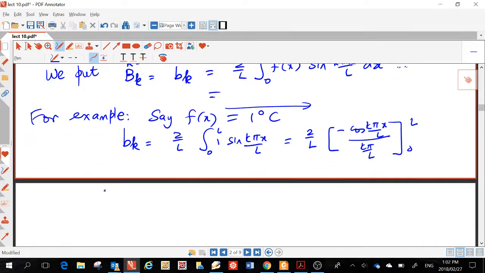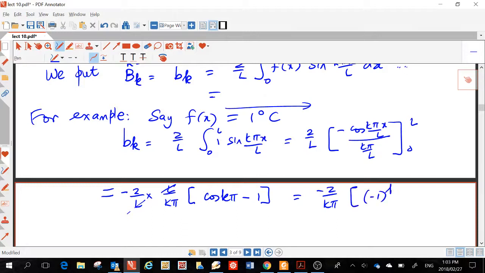Right, I just need to finish this off here. This becomes 2 over L times L over k pi. Of course, let's pull the minus out there. Then we substitute L in cos k pi x over L. It becomes cos k pi minus cos of 0, which is 1. So we end up getting, well, the L's cancel off, minus 2 over k pi into minus 1 to the k minus 1.